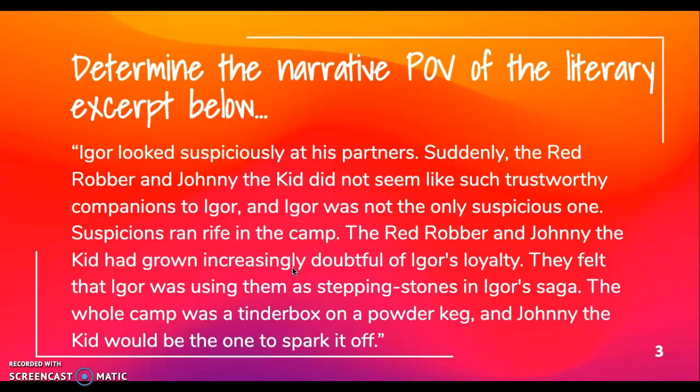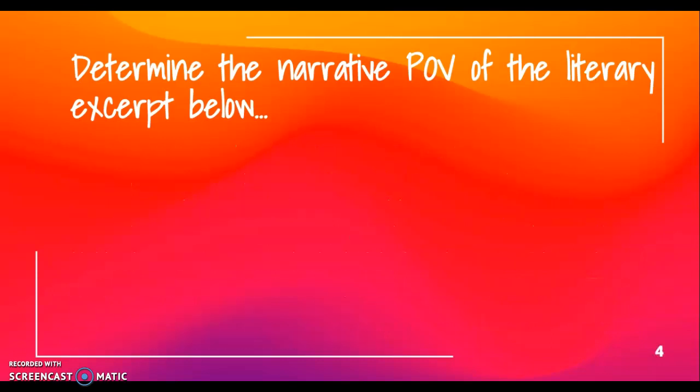So that leaves us with two choices. The next question I might ask myself is, how many different characters am I able to learn the thoughts and feelings of? Well, we definitely get some information about Igor up here. He looked suspiciously at his partners, right? But then down here, we get a little bit more information about some different characters. The Red Robber and Johnny the Kid had been growing increasingly doubtful of Igor's loyalty. Since I'm able to gain perspective into the thoughts and the feelings of more than one character, I can confidently say this is third person omniscient.